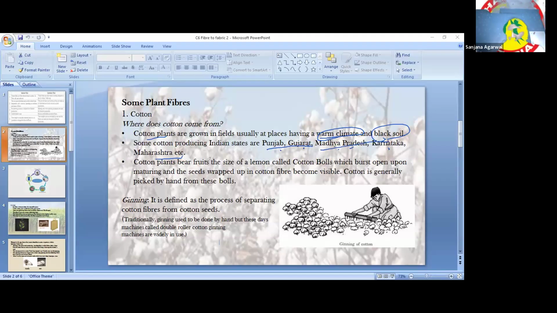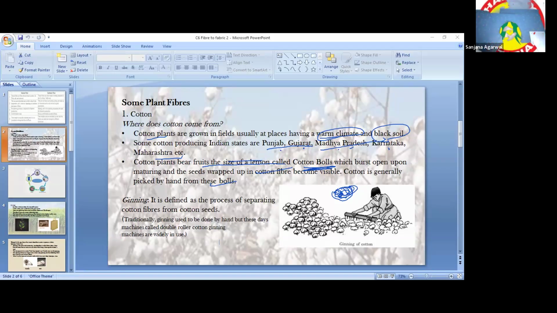The cotton plant bears fruits the size of a lemon called cotton bolls, which burst open upon maturing. There is a spherical ball inside which the cotton is growing. Once the cotton is fully grown, this ball itself breaks up and bursts out. Seeds wrapped in the cotton fiber become visible, and it is generally picked by hand from these balls. We just have to pick this cotton out of these burst balls by hand.